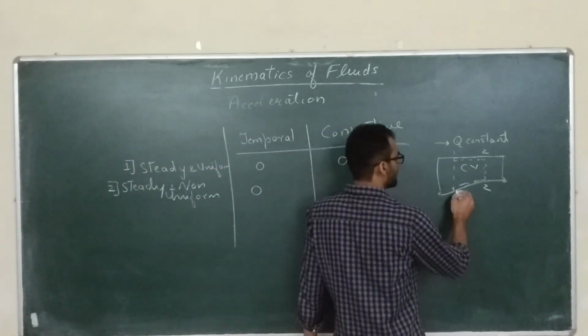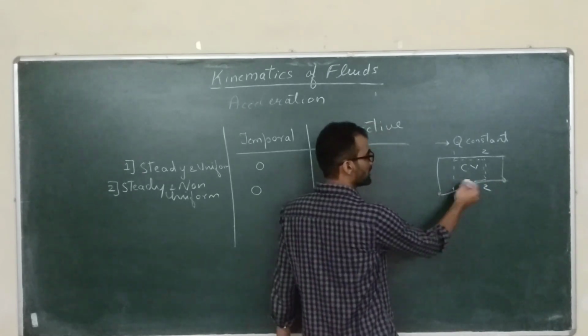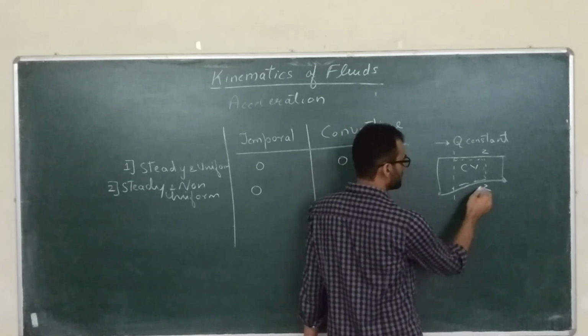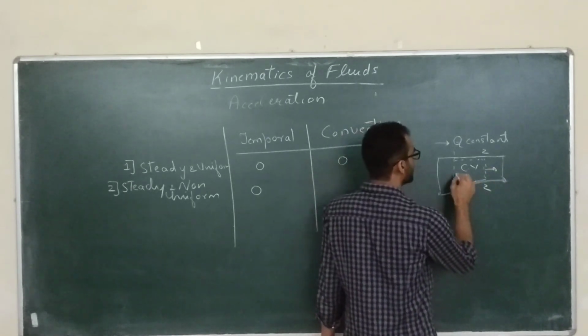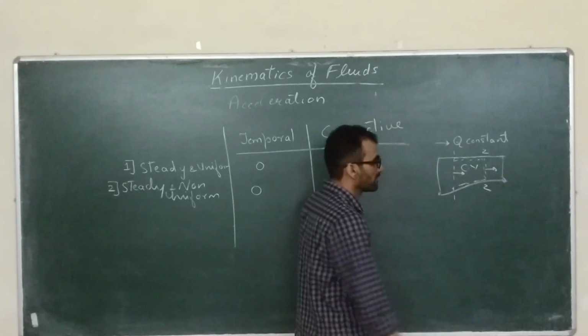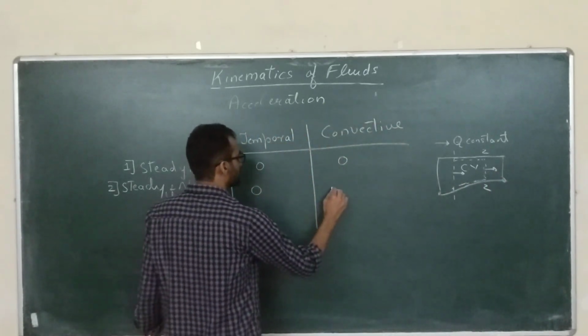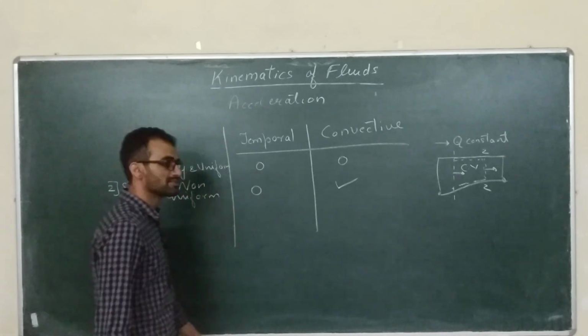But what about the convective acceleration? Here it will be present because velocities are changing with space, isn't it? Here velocity at this location will be greater than the velocity at this location. So velocity is changing with space, that's why the flow will have a convective acceleration. Convective acceleration will be present.